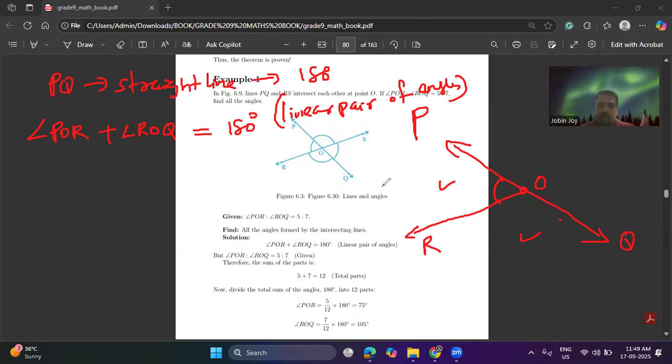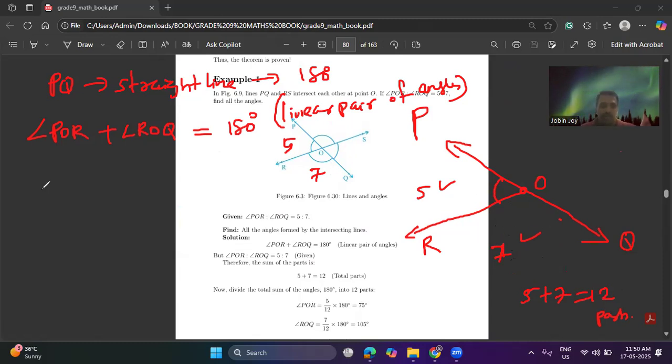And it is given that POR is 5 units and ROQ is 7 units, right? So when you add these, 5 plus 7 is equal to 12. That means this full angle consists of 12 parts. So the total angle is 180 degrees.